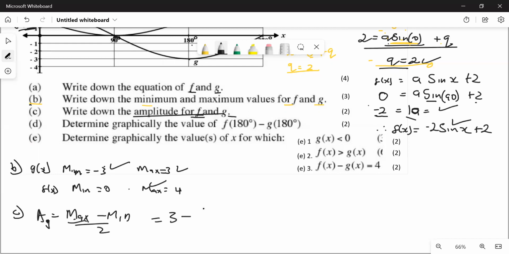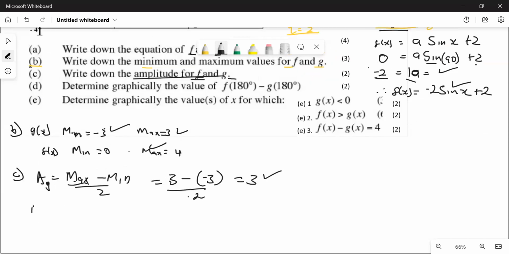It's 3 again. Minus open bracket. What is the minimum value? Minus 3 again. Minus 3, divided by 2. Okay? And then if you say this in your calculator, it gives you what? 3, positive 3. Yeah, so the amplitude of G is going to be 3.